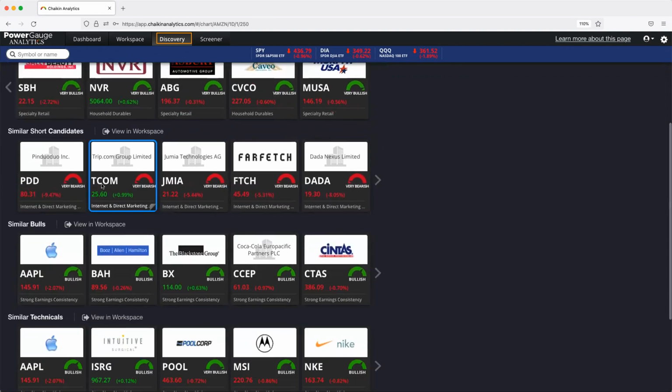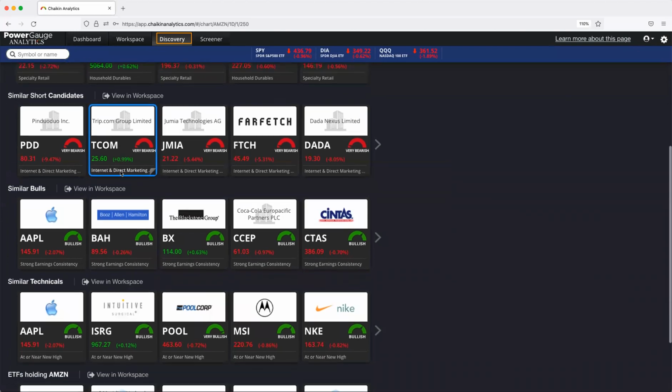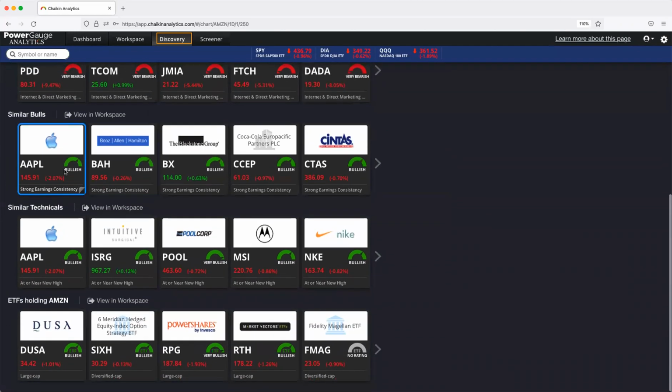What if you're looking to do a long short strategy or other reasons you would look for a similar stock, but one that is more likely to underperform? Here are similar short candidates. There are stocks that have bullish ratings here in Chaikin Analytics for similar reasons to Amazon, strong earnings consistency, for example. Also stocks that have similar technical readings to Amazon, as well as ETFs that hold that stock.